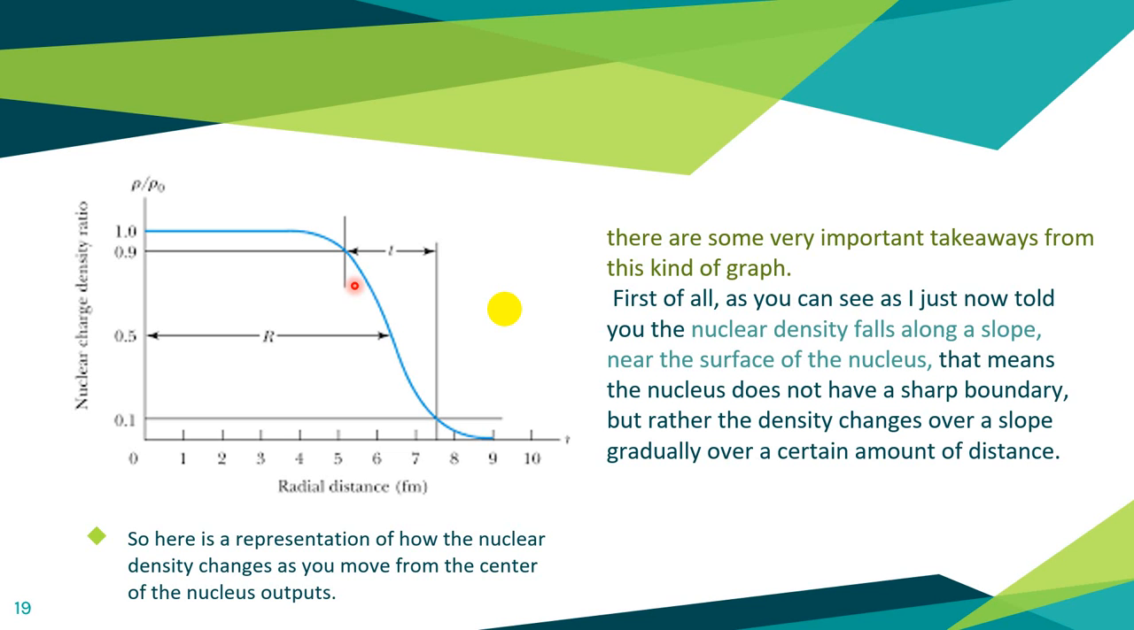And if you look at the point at which the density reaches 50% of its value, this point is known as the mean radius. Since nuclei don't have a sharp boundary, whenever you talk about radius, you either talk about the mean radius, or the root mean square radius calculated from the experimental data.